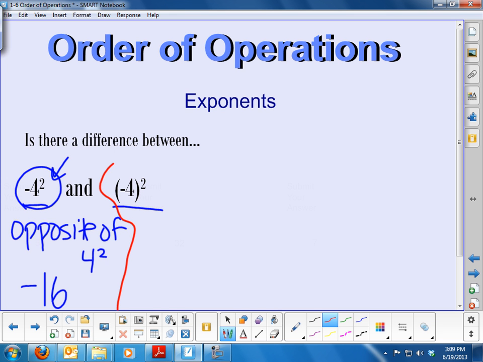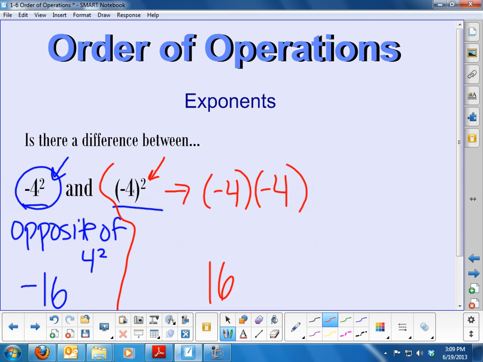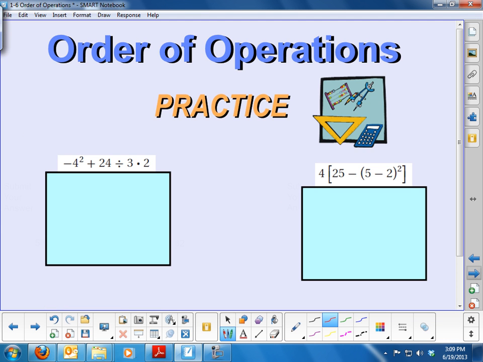Compared to this next expression where my negative 4 is in parentheses. Those parentheses make a huge difference. That means I'm squaring what's in the parentheses, which is negative 4, which gives me negative 4 times negative 4. Well, negative 4 times negative 4 is positive 16. So did those parentheses make a difference? Absolutely. So pay close attention to that in the problems to come.